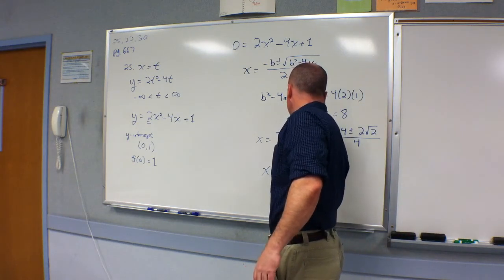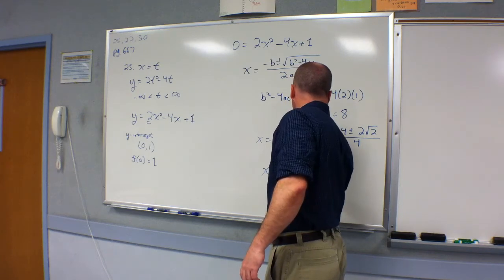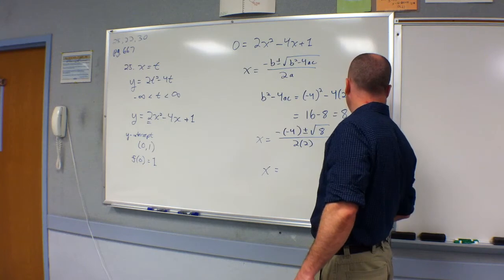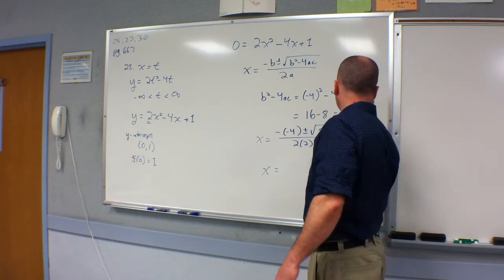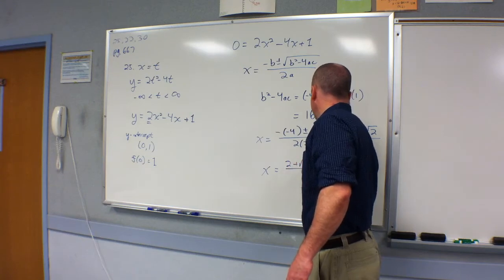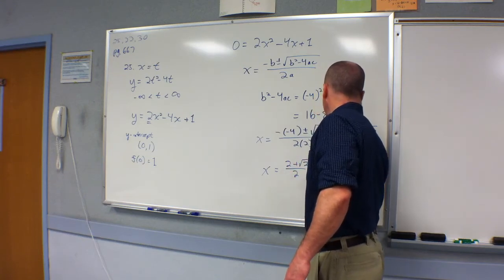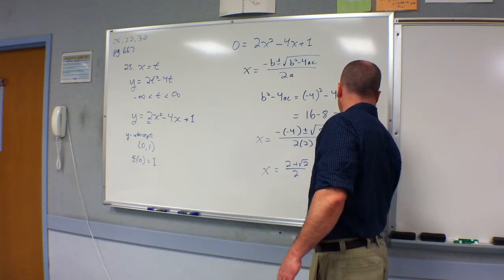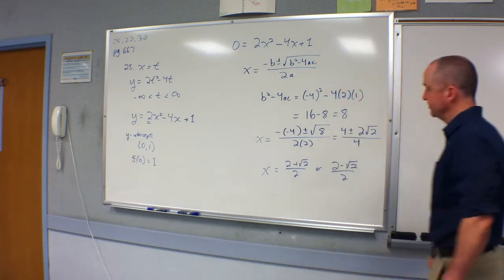And these solutions are 4 plus or minus root 8, and as Joey said, I can pull a 2 out of each term on the top and reduce it with the 4 on the bottom, and that's 2 plus root 2 over 2, or 2 minus root 2 over 2.